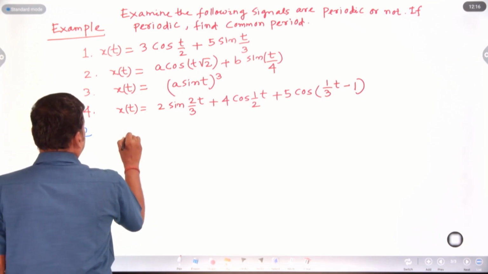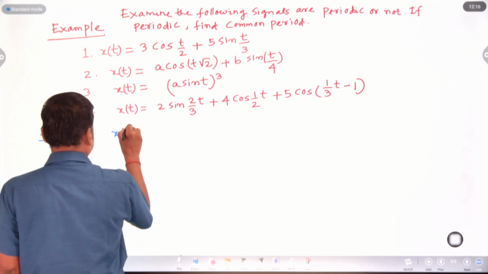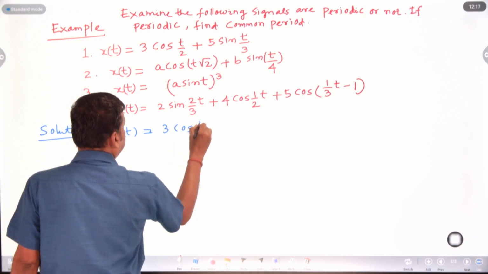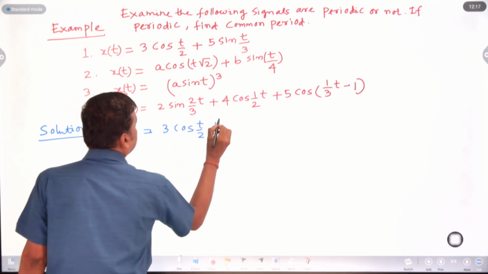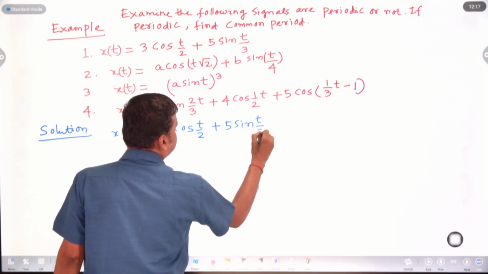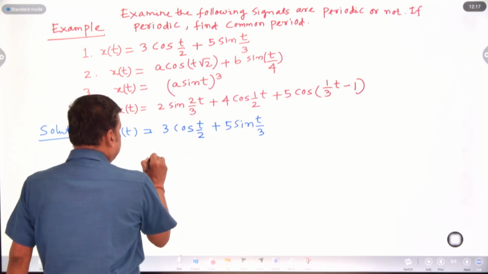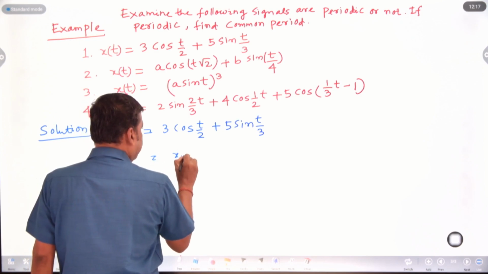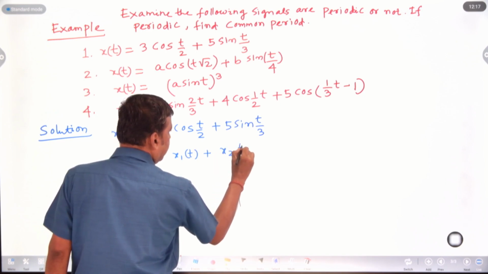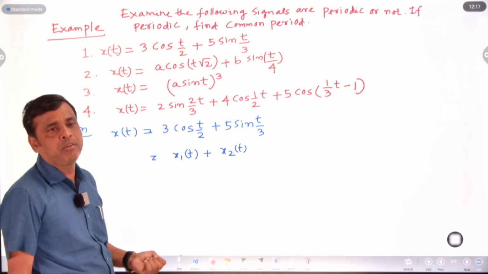So x of t here, x of t equal to 3 cos t by 2 plus 5 sin t by 3. This is your sum of sinusoidal signals given. This is nothing but, we can say, let x1 of t plus x2 of t. Okay. x of t equals x1 of t plus x2 of t.